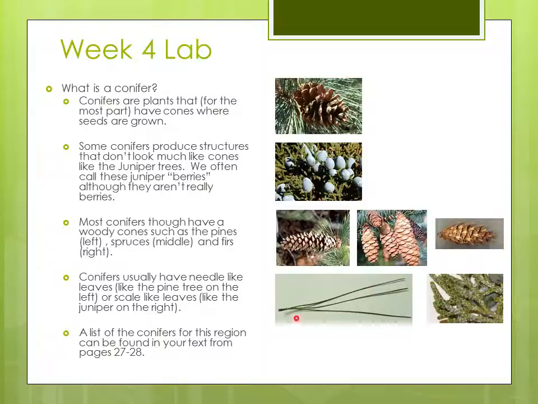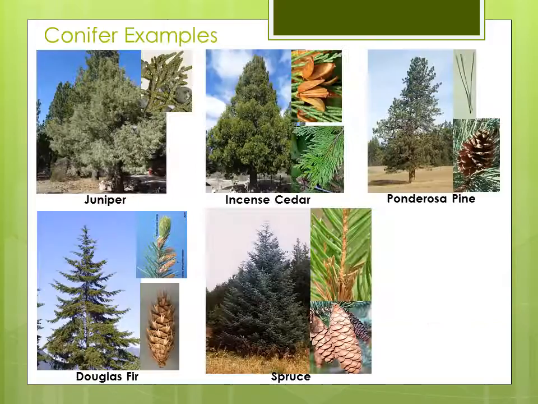And this is a pine here. The pines, spruces, and firs have needles of various lengths. And the junipers have more of what look like these little scales all put together, these scale-like leaves. And the cedars kind of have the scale-like leaves too. And if you want a full list of the conifers, you can see a full list on pages 27 and 28 in your text. And the following pages after that show you some pictures of what these conifers look like.